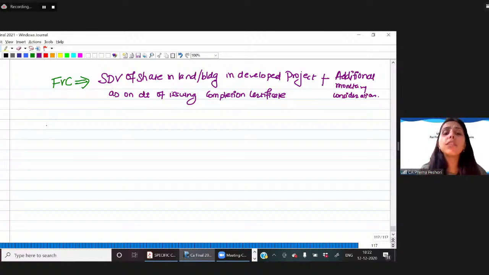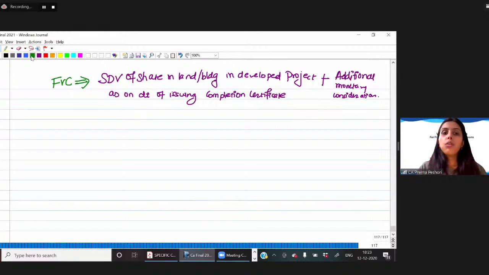Stamp duty value of the particular flat which you are getting in the developed project as on the date of issuing completion certificate plus additional monetary consideration if any. Is it clear? Any doubts till now? Did you understand this concept? Any doubts you have? Okay. If there are no further doubts, let's try and understand one step further.